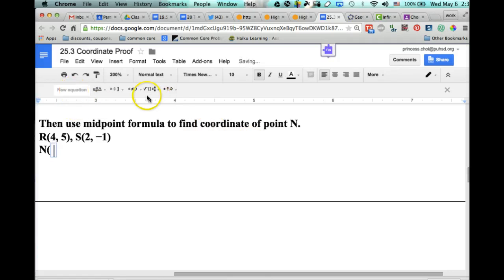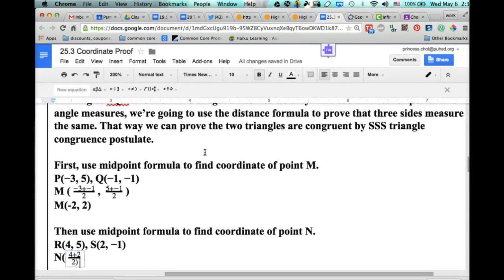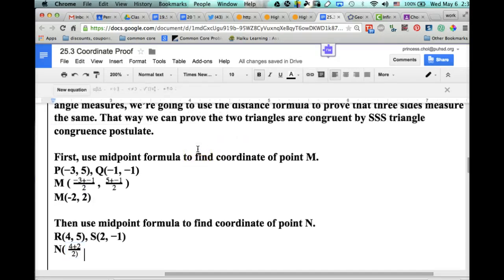So new equation, okay? And then we're going to go 4 plus 2, okay? Divided by 2. Oh, are you having a hard time because you can't see up here? There you go. Okay.